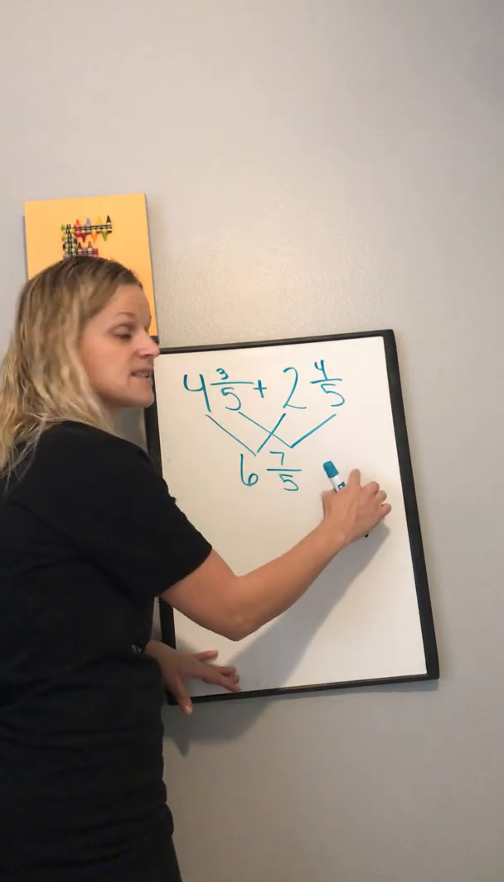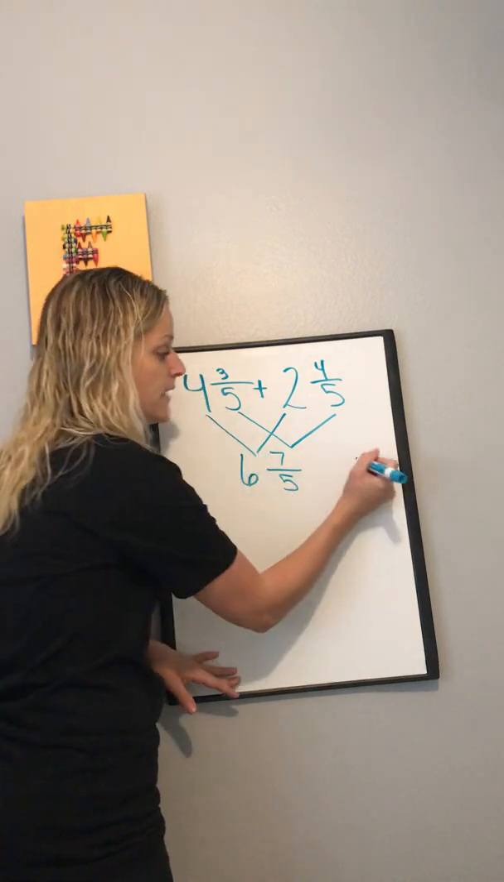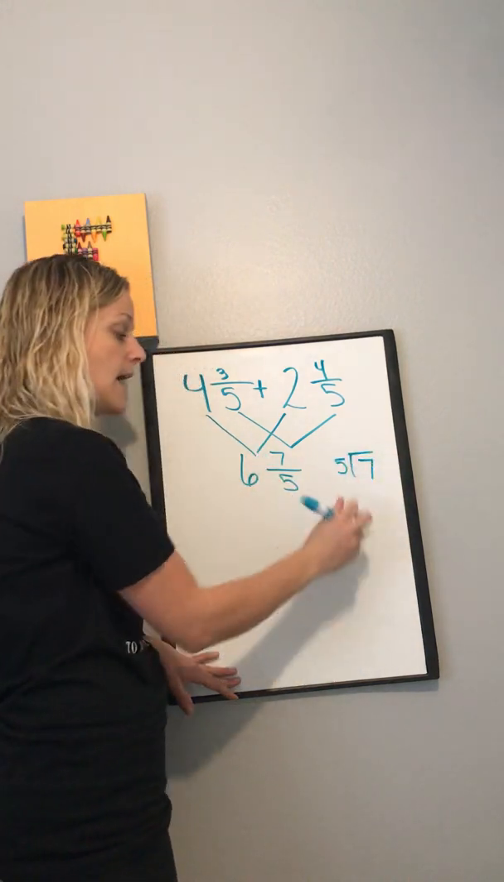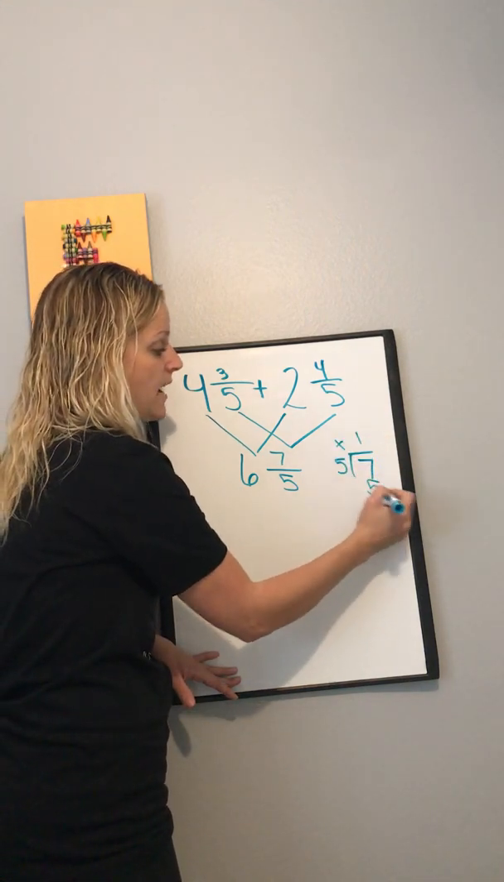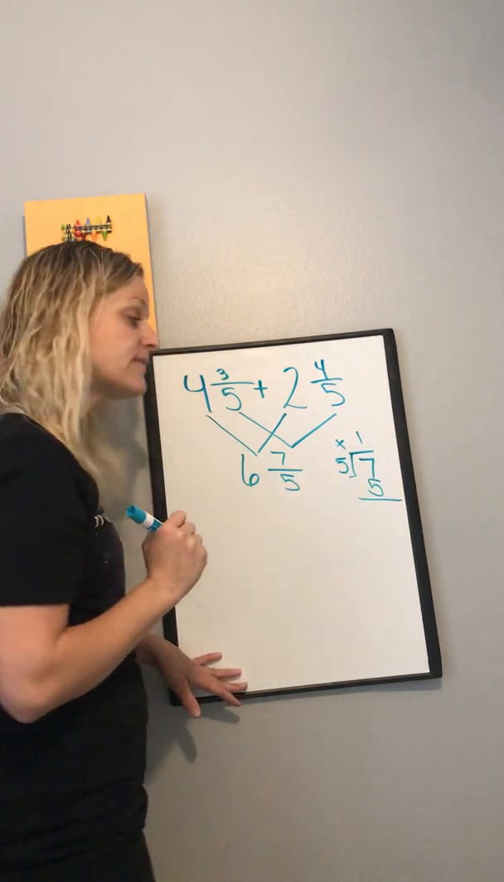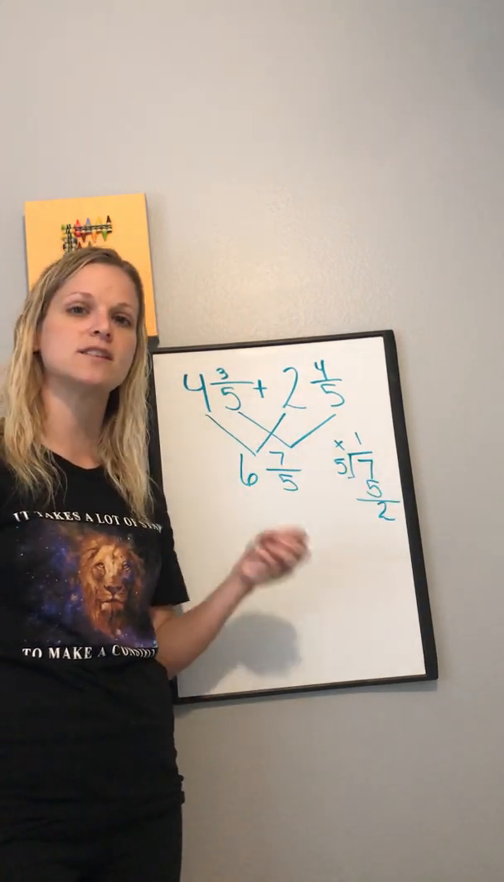So now on the side of my paper, I'm going to divide this, 7/5. The top number divided by the bottom number, the denominator. How many times can 5 go into 7? Once. 1 times 5 is 5. 7 minus 5 is 2. Okay, so now what mixed number did I just make there?